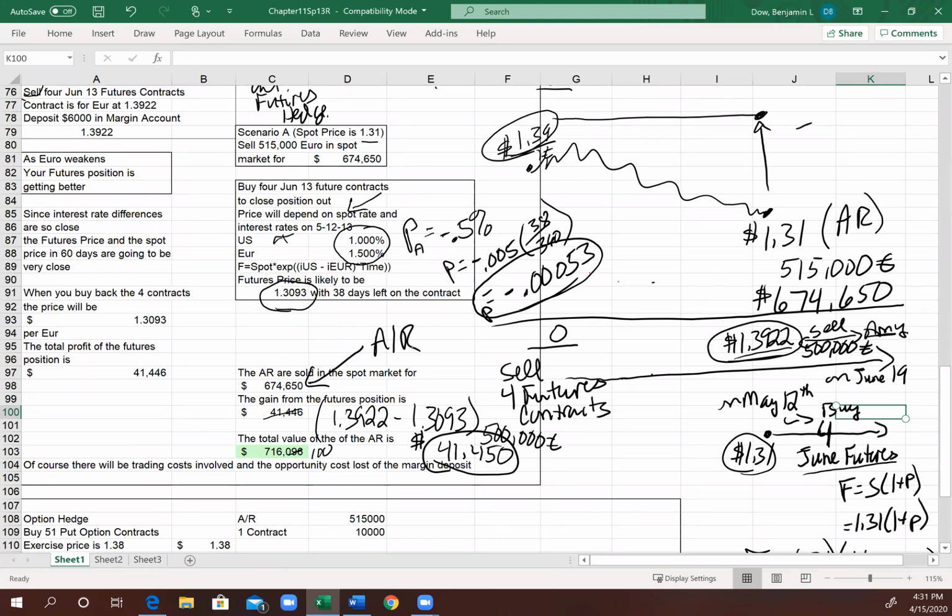Why did the futures hedge work? It's always going to work because if the spot price goes down, we'll make money on the futures trade. If the spot price goes up, we'll lose money on the futures trade, but our accounts receivables will be worth a lot more than we thought. All right, I know that's a lot, so let's see if there's any questions. Any questions on utilizing the futures contracts as a way to hedge?